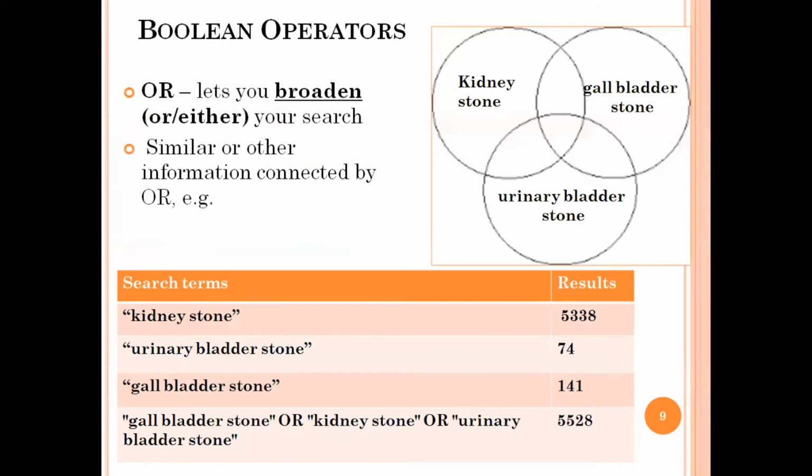Then the next Boolean operator you can use is OR, which broadens your search, meaning either. Something like if you search for kidney stone in PubMed, it will look like this. If you search gallbladder stone, it will look like this. And urinary bladder stone, only 74. But if you include all of them, like gallbladder stone OR kidney stone OR other stone, then it will be 5,528.